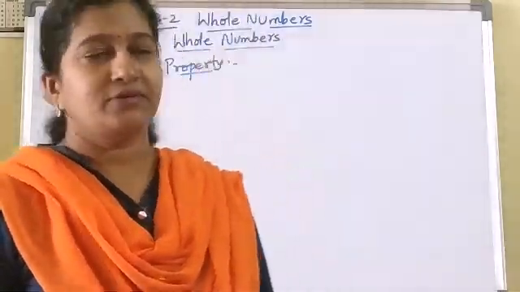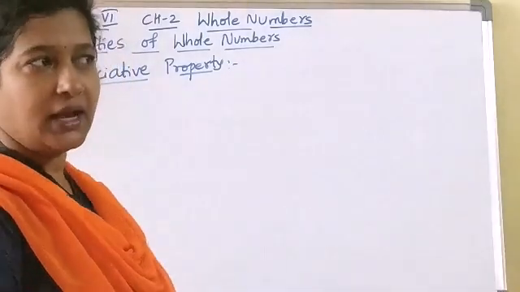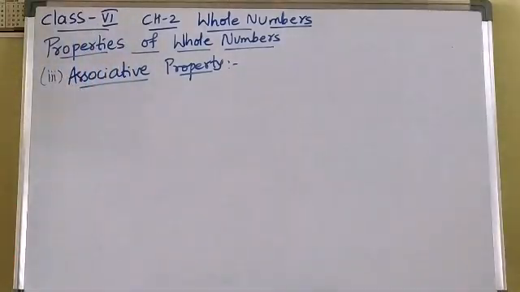In the last video I explained the closure property and commutative property under 4 operations: addition, subtraction, multiplication, and division. Now in this video I am going to explain another property, the associative property.